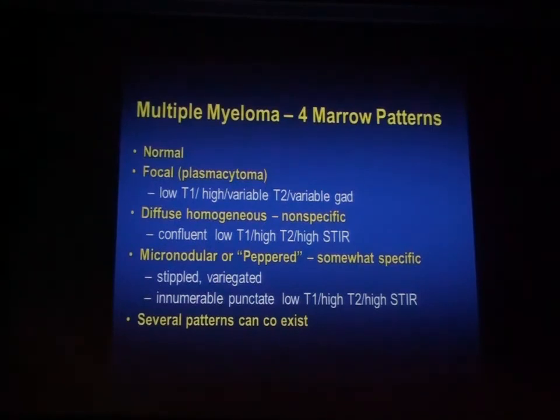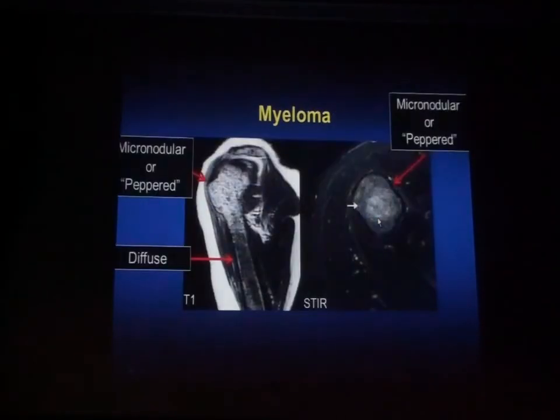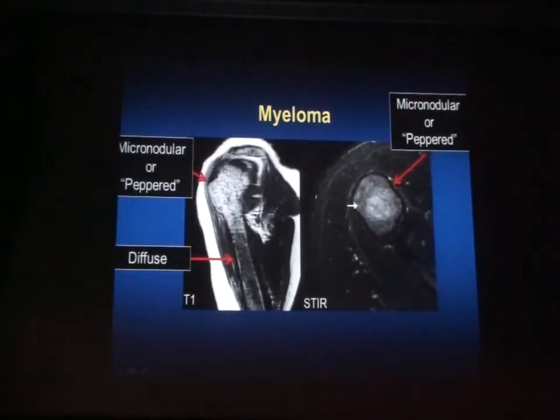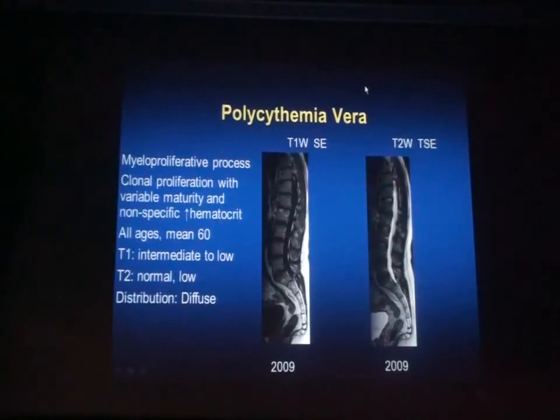And the diffuse form is relatively nonspecific, but people consider the peppered or micronodular pattern somewhat specific, and these patterns can coexist. I just wanted you to get a chance to see it. This is an example of the micronodular or peppered form on a T1 weighted image, and here it is on the fat saturated T2 weighted image, and here's the more diffuse form. So 2 different forms coexisting, but this pattern at least should raise the possibility of myeloma.